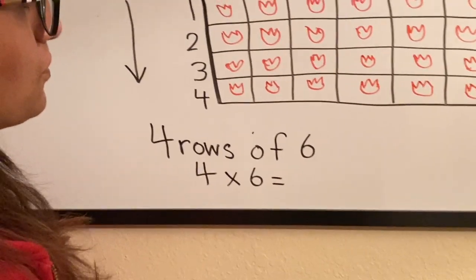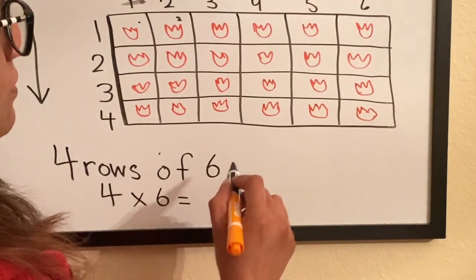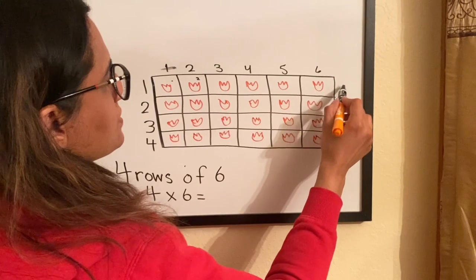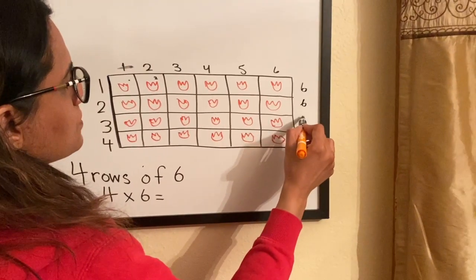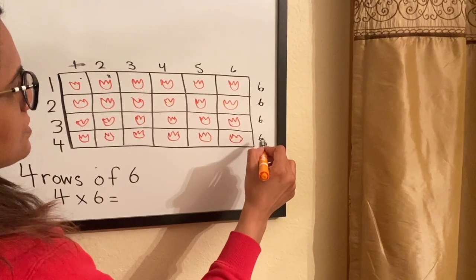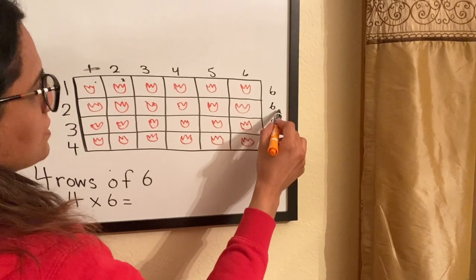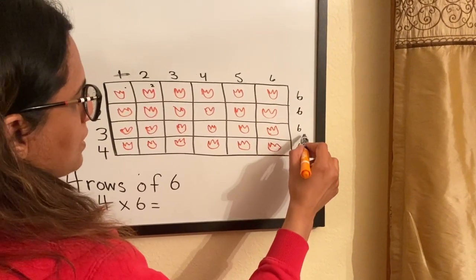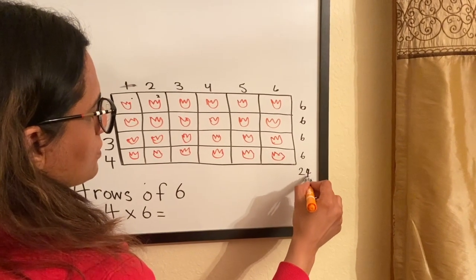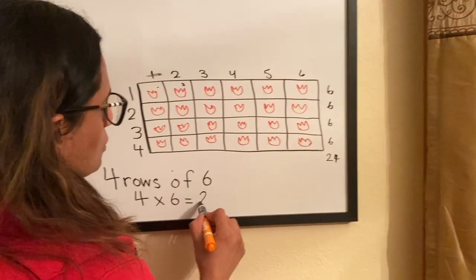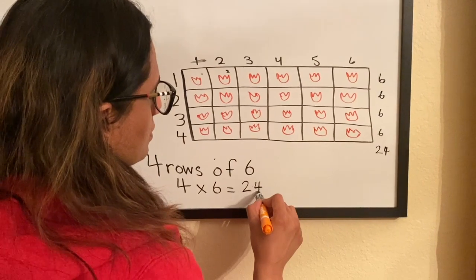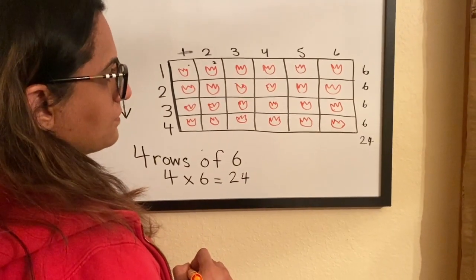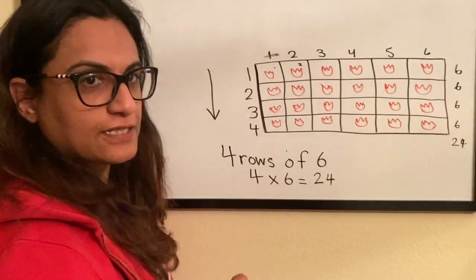Or in my math equation, I can write it like this. Now let's see how many do I have all together. Since I know I have 6, I can go 6 plus 6 plus 6. I know this is 12, 12 plus 6 is 18, and then 24. So I have 24 all together. Now let's do our homework.